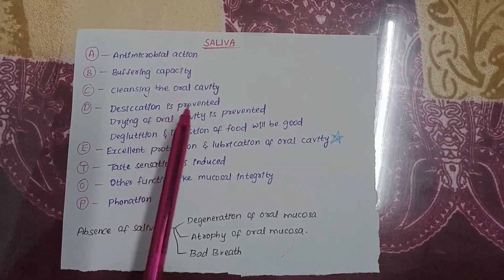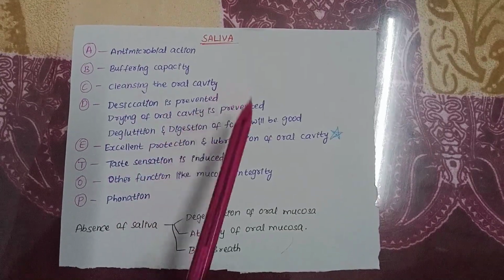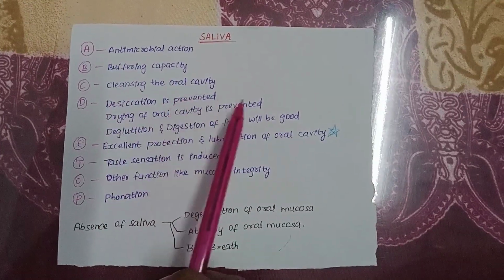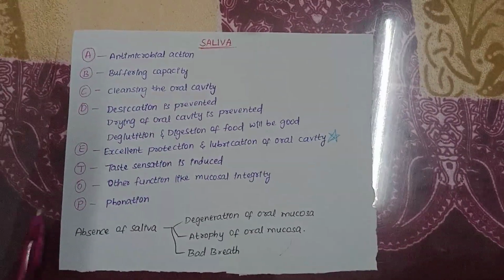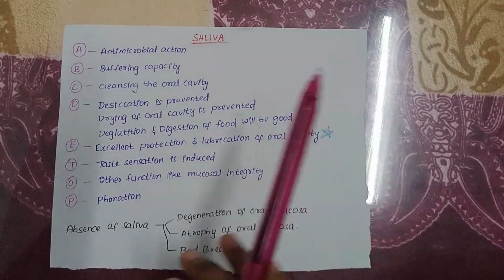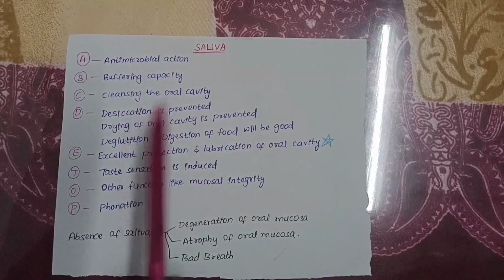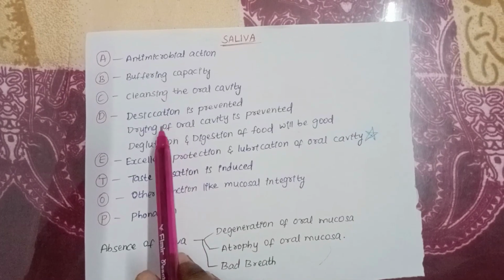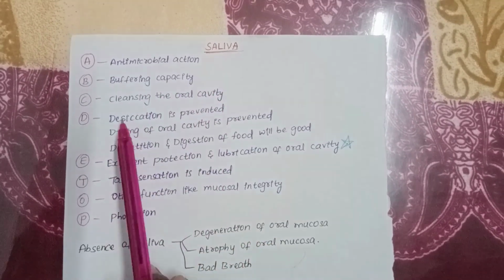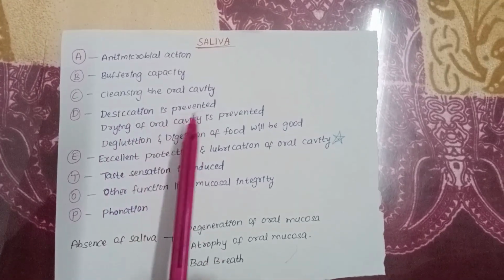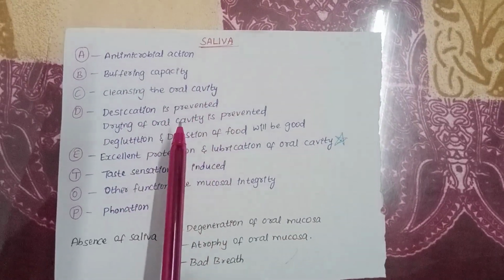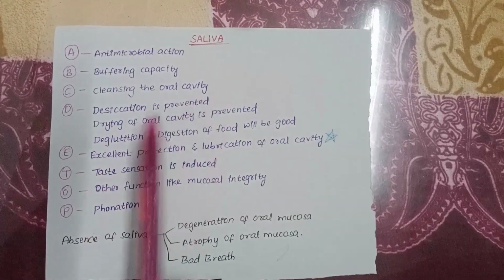D. Desiccation is prevented. Drying of the oral cavity is prevented. Deglutition and digestion of food will be good. What is meant by desiccation? The hard mass formed within the oral cavity due to lack of saliva. So, due to the presence of a good amount of functional saliva, desiccation is prevented. Drying of the oral cavity is prevented, as saliva maintains a moist condition within the oral cavity, so dryness is prevented.